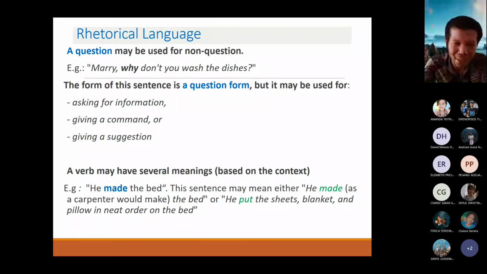Or her mom wants to give just a suggestion, not a command. Or maybe her mom wants to know the reason why. So she is asking for information, why Mary doesn't wash the dishes, what's the reason? So that's asking for information, not a command or a suggestion. Okay, yeah. And a verb may have several meanings. Yeah, maybe I will skip this.